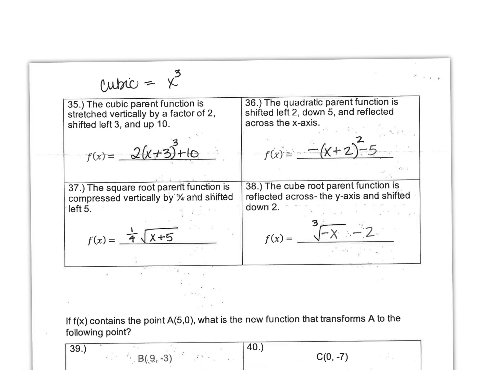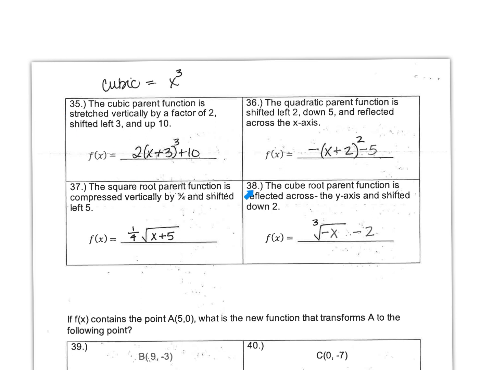Next, let me just draw attention real quick to these. In questions 35 through 38, the instructions are basically to write the equation that represents the following transformations. So the cubic parent function, which is x cubed, is stretched vertically by a factor of 2, shifted left 3, and up 10. So the equation then, f of x equals, we have our vertical stretch of 2. Inside the parentheses, the plus 3 shifts it left 3 units, and up 10. So basically, you're writing the new equation that represents that transformation, and y'all should be comfortable with that.